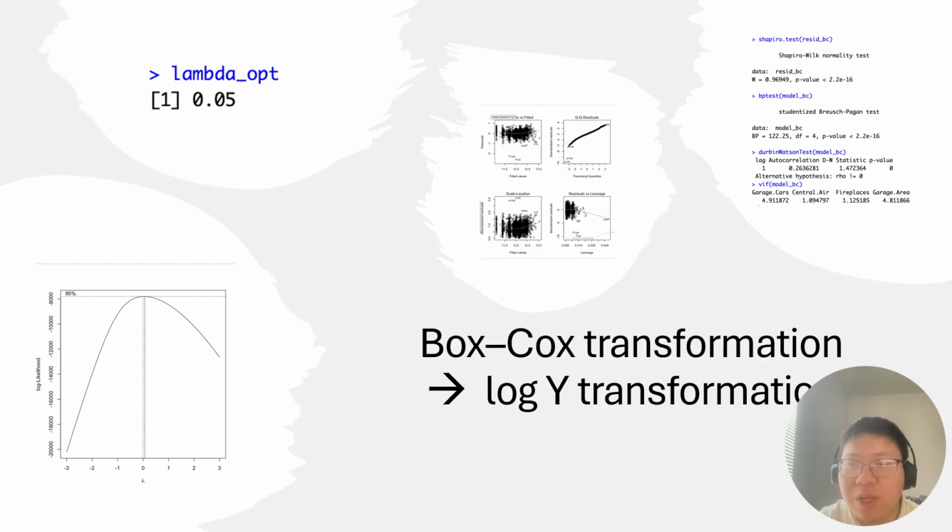The optimal lambda is 0.05, which is close to zero, so this study applied a log function to the response variable in this model. After logging y, the Shapiro-Wilk statistic changed from 0.92 to 0.97. The Breusch-Pagan statistic changed from 270 to 122, and the Durbin-Watson statistic changed from 1.39 to 1.47. Although the model improves, the diagnostic test p-values remain significant.